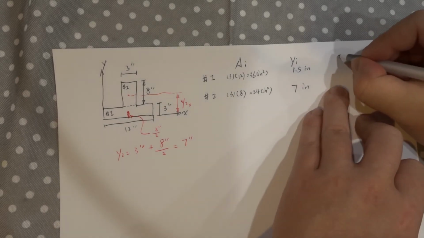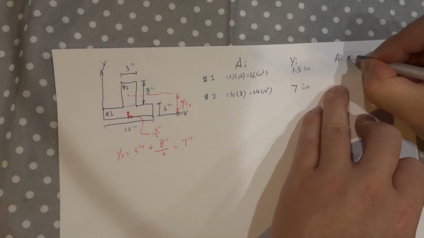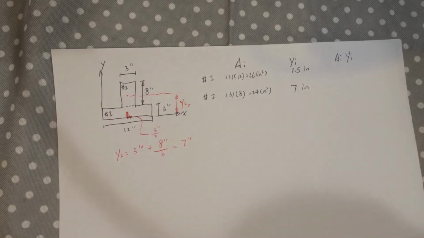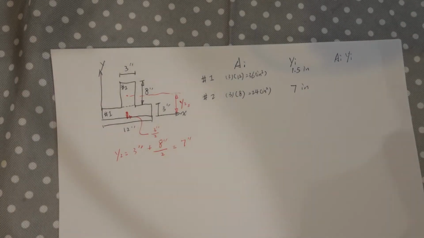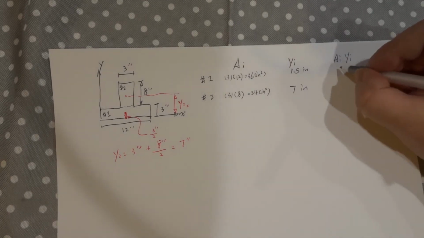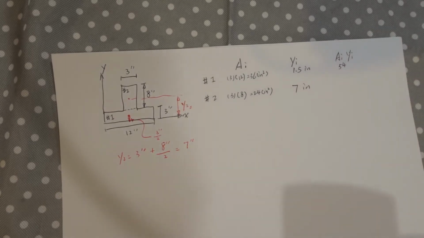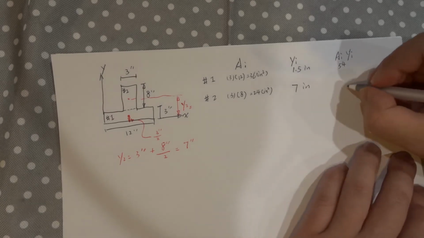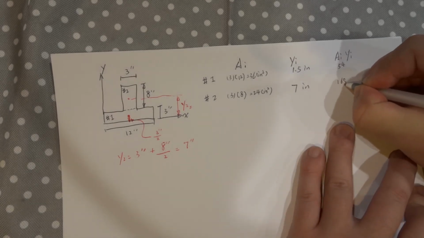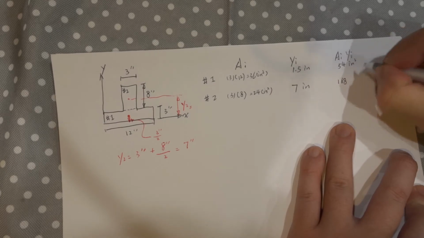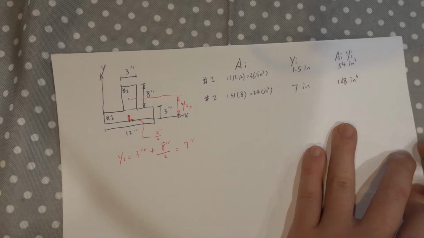Now the final thing we want to do is get the product of those two things. And I'm going to use a calculator for it. The first one is 54, and then the second one is 168. And the unit is inch to the third power.